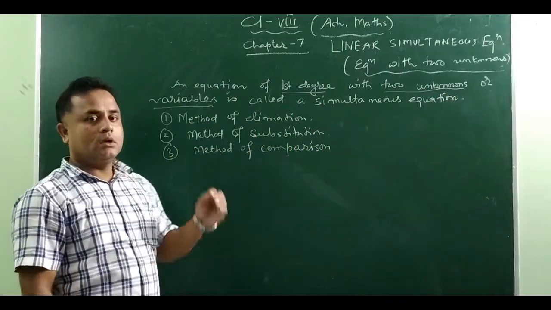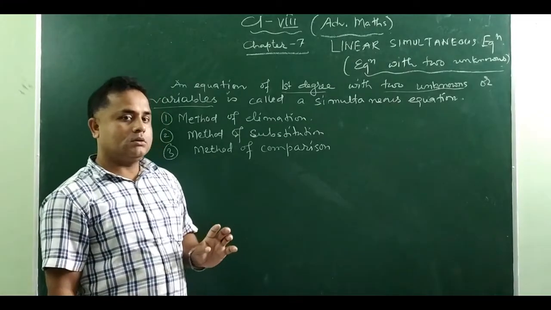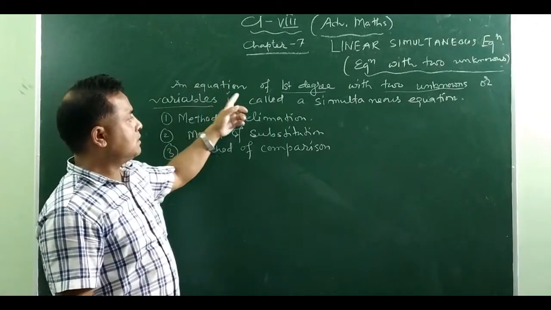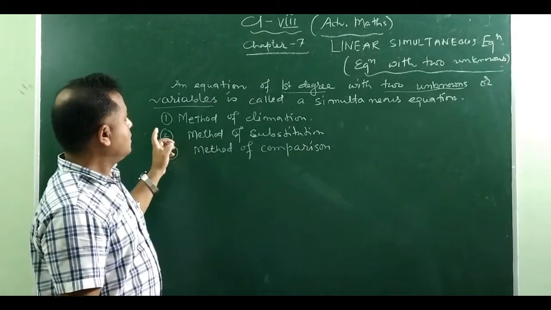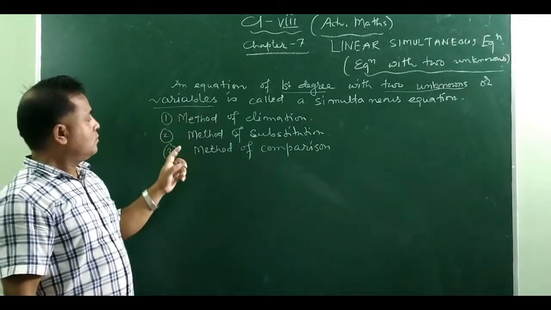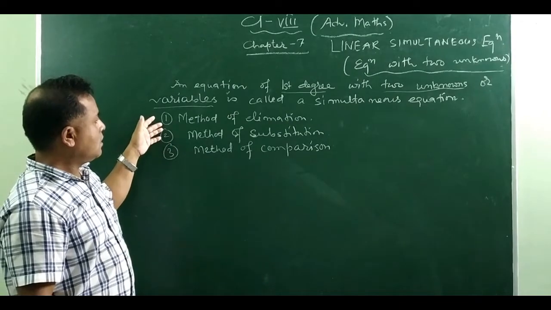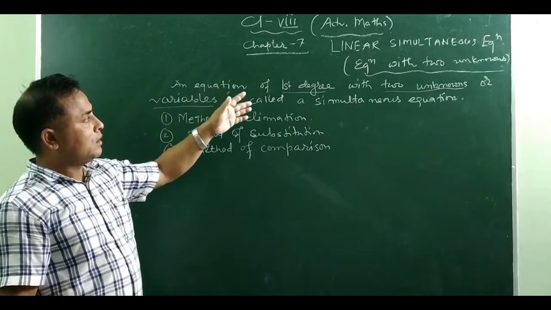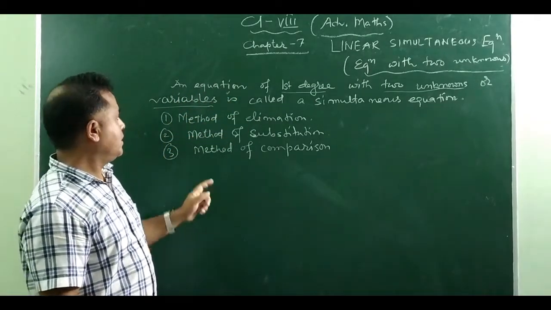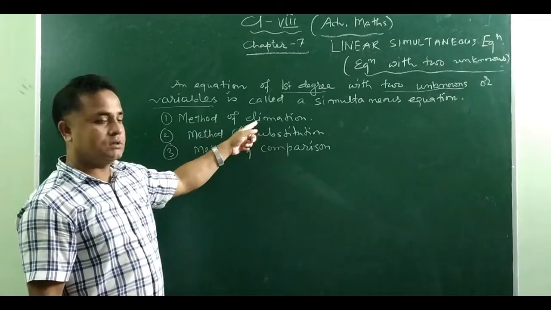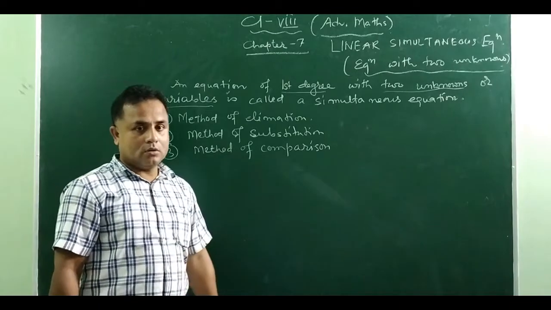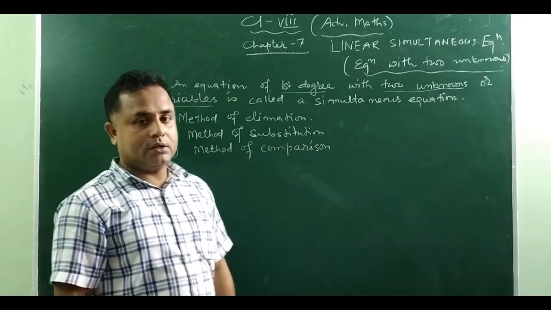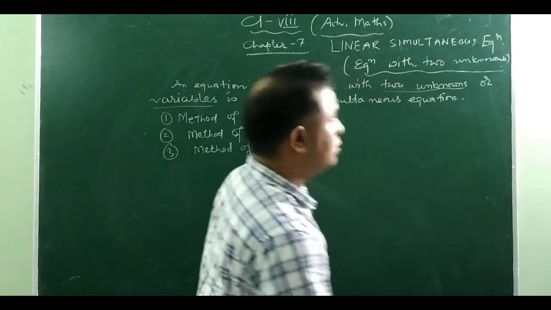I'll show you examples of what variables and first degree are. In doing so, we have three methods to solve the equations of two variables. First is the method of elimination, second the method of substitution, and third the method of comparison. By taking one example, I will show you all of these.